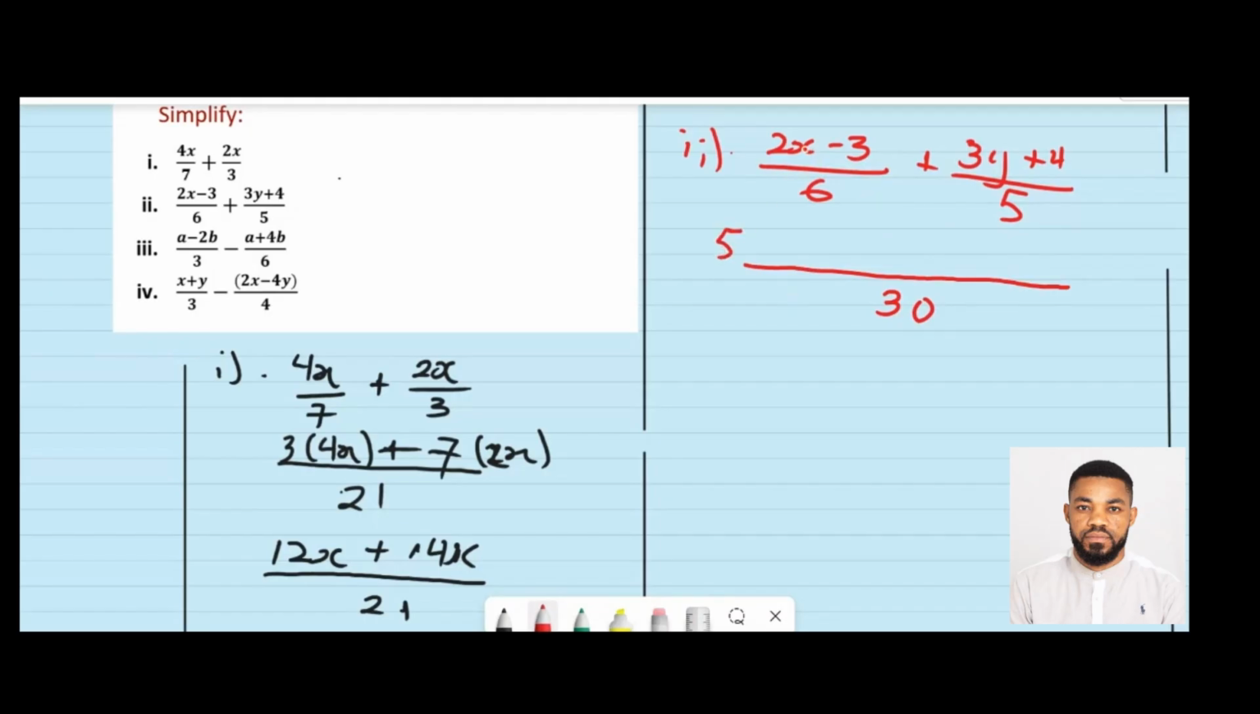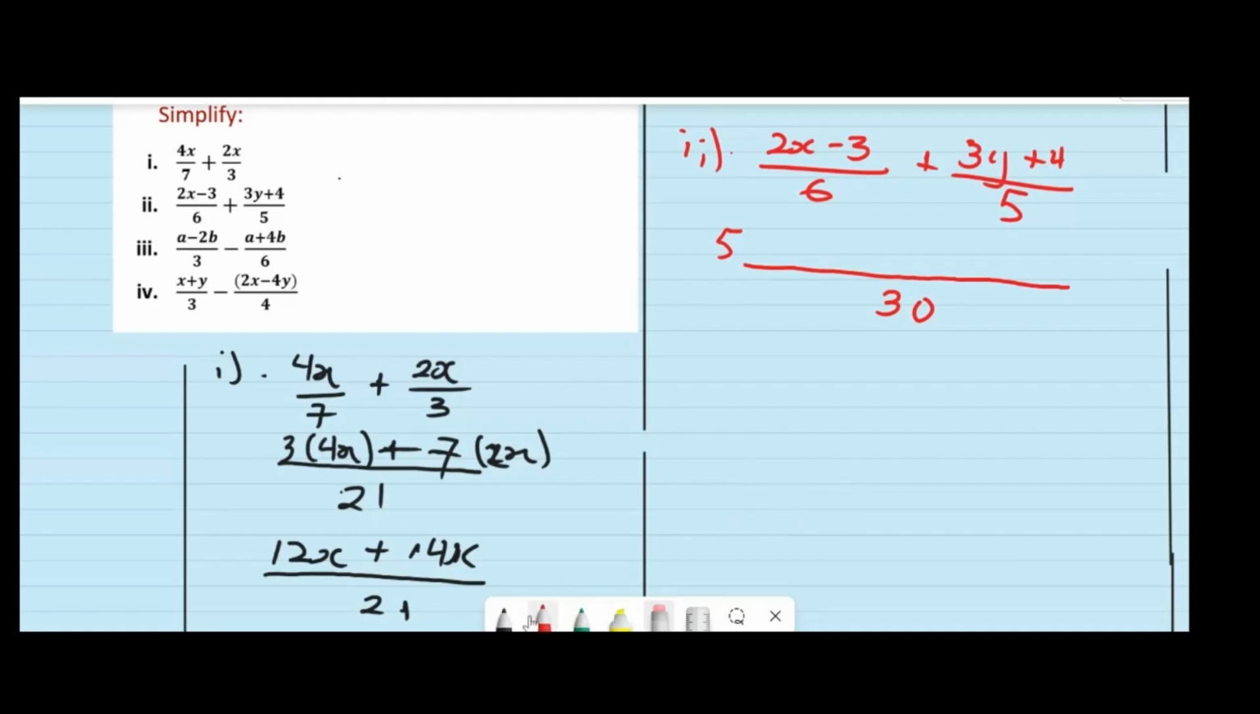Remember that this numerator is a binomial, so it should be kept in brackets. That's very, very important. Whenever you have a binomial, you just have to put it in brackets before you multiply. Remember, a binomial is an expression with 2 terms. So x plus y is a binomial. In fact, any expression with 2 terms, we call it a binomial. So that is a binomial for you. Okay, so let's come to the question.